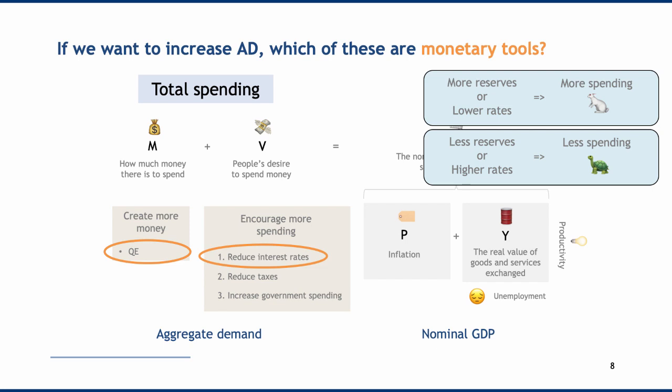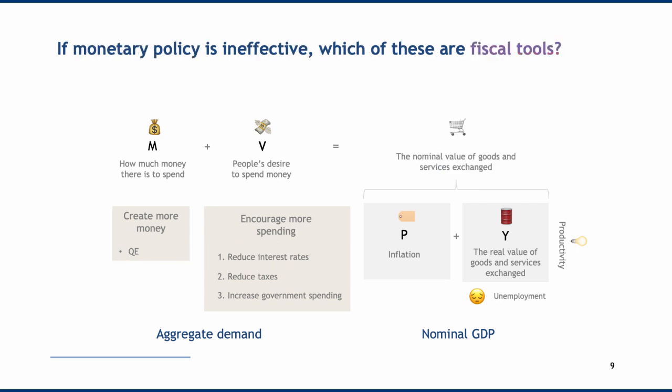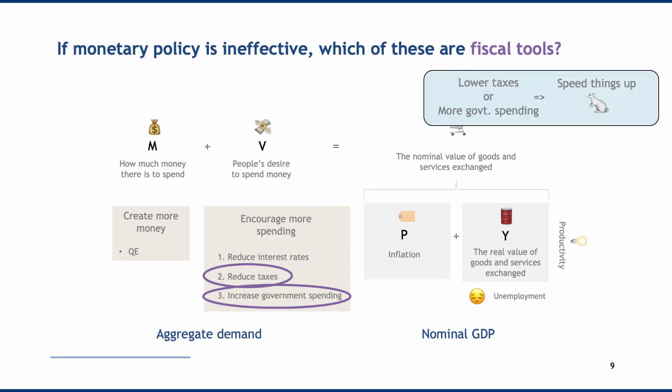Alternatively, if central banks want to reduce spending, in other words, if they want a reduction in aggregate demand, then they can have lower reserves or they can have higher interest rates. If we think which of these policies are going to be fiscal tools, then we can see the way to increase more spending via reduction in taxes or an increase in government spending.